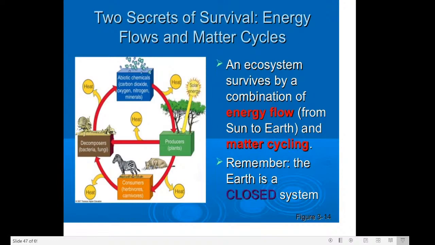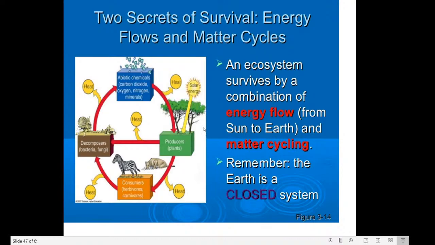In this ecosystem, for their survival, they need two different factors. One is the energy flow, and the other is the matter cycles. The energy flow means that here in the ecosystem, chemicals are utilized by the producers. The producers use solar energy and these chemicals and produce for the consumers. The ecosystem is a combination of energy flow. This energy flow is heat, with solar energy absorbed from the sun to the earth.